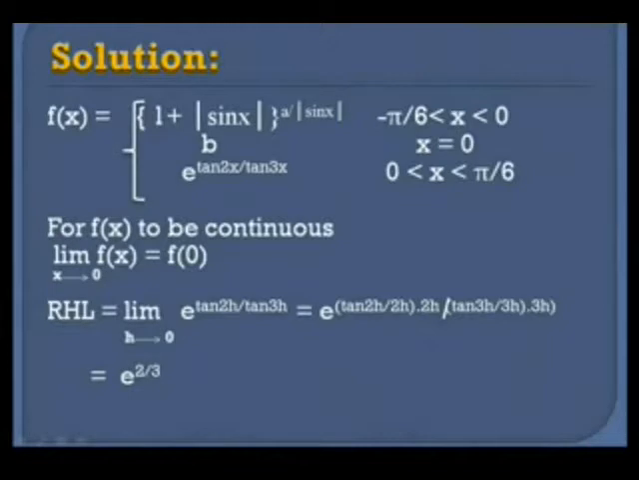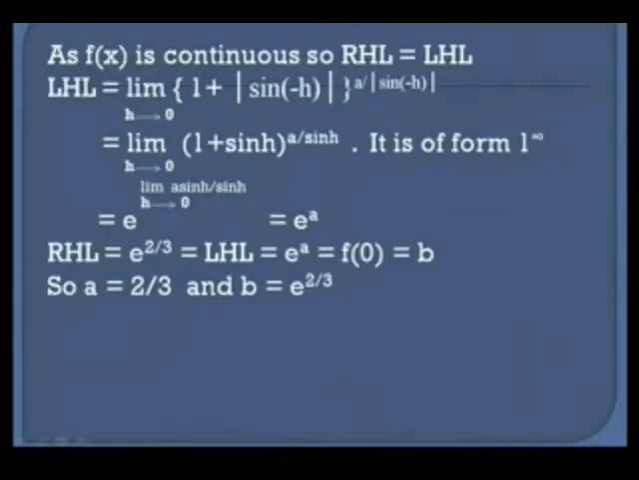Now tan 2h / 2h when h tends to 0 is equal to 1, and similarly tan 3h / 3h when h tends to 0 is equal to 1. So we get 2h / 3h, and h gets cancelled, so the value of the limit is equal to e^(2/3). Therefore we can say that the right hand limit is equal to e^(2/3). Now as f(x) is continuous, RHL should be equal to LHL.